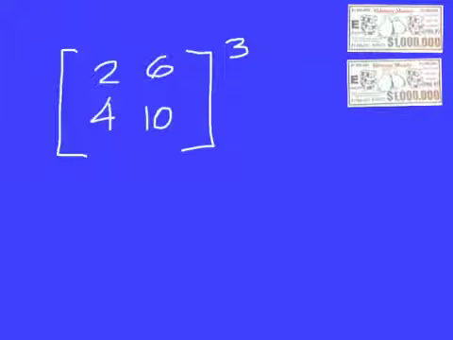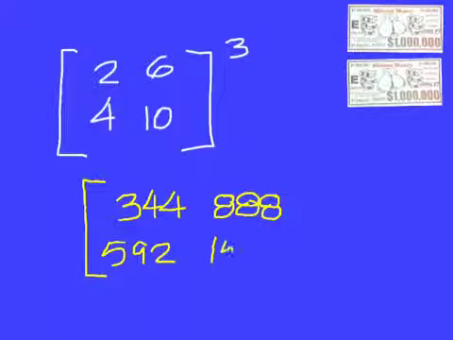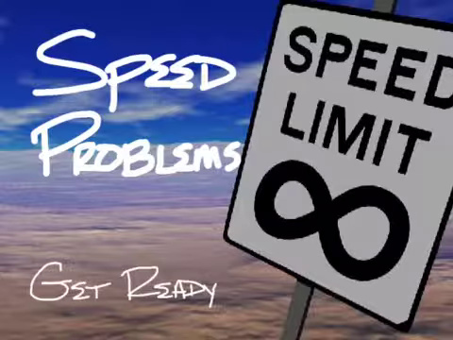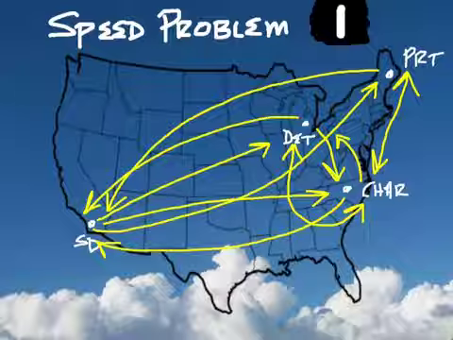Practice problem number 1. Cube this matrix, bring the whole thing up here and drop it off. The answer for this one should be 344, 888, 592, 1528. Speed problems on map reading coming up.